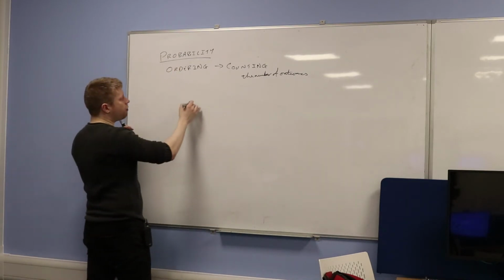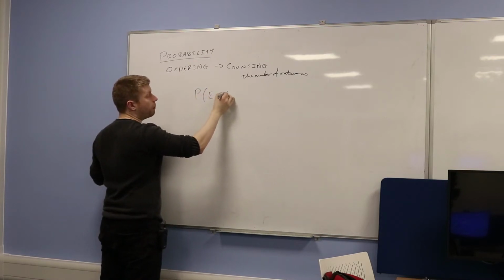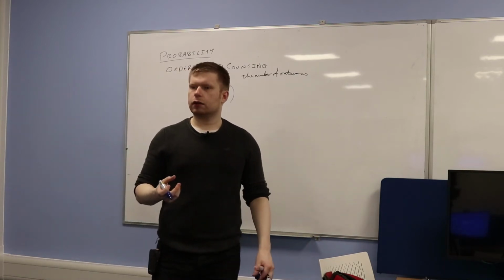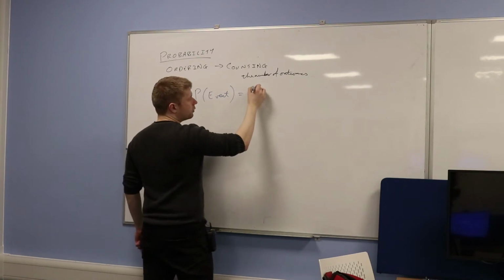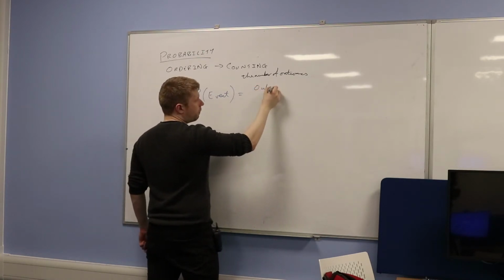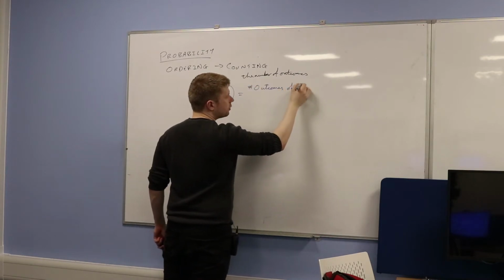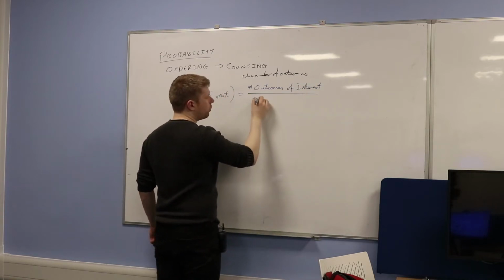Absolutely. So can anybody remember the fundamental way of working out the probability of an event happening, the theoretical probability of an event happening? Outcome of interest. Yep. Over total outcomes. Good. So it's the number of outcomes that you're interested in divided by the total number of outcomes.